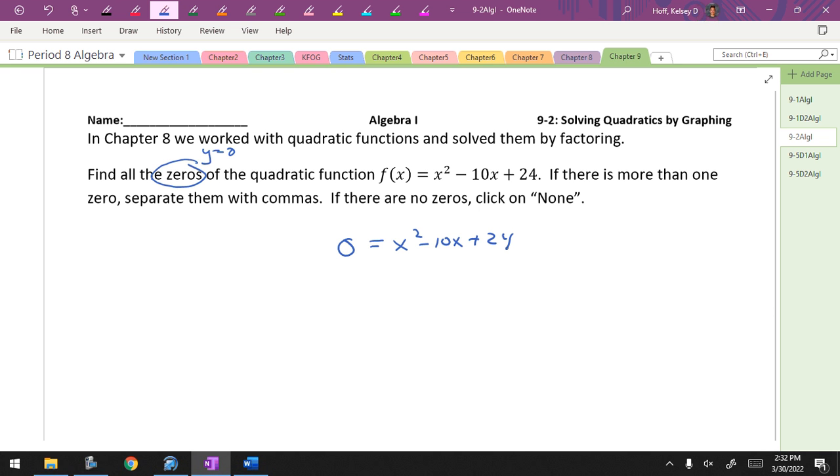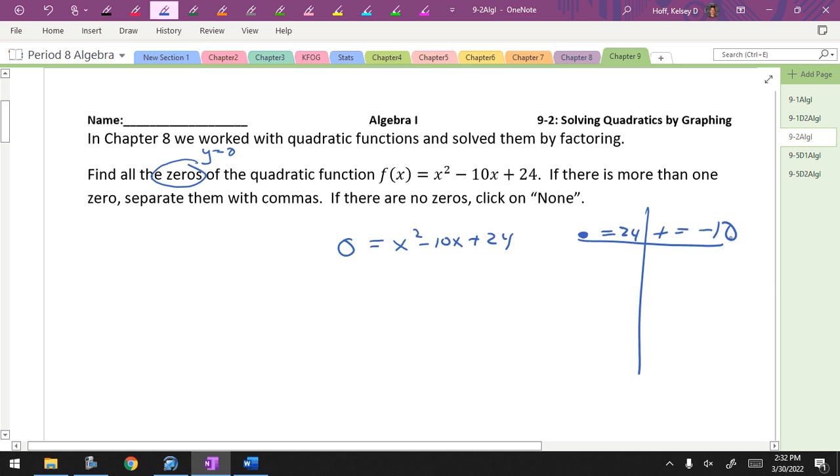You got to make your table, right? Your t-chart. You're going to multiply to get to 24, and you're going to add to get to negative 10. Do you know your factors? What are they? Negative 6 and negative 4. So this would be x minus 6. This would be x minus 4.